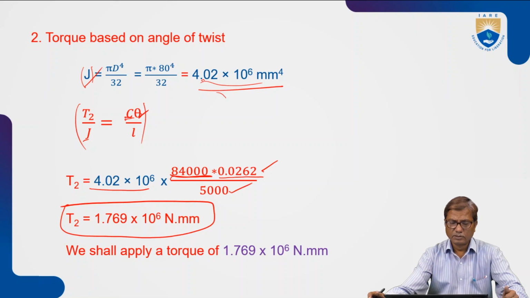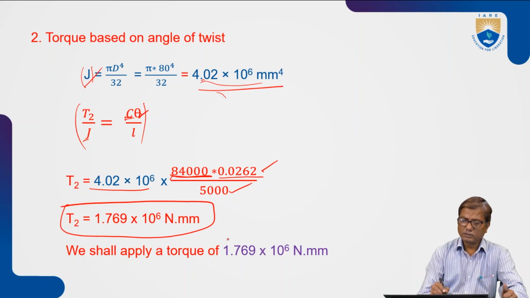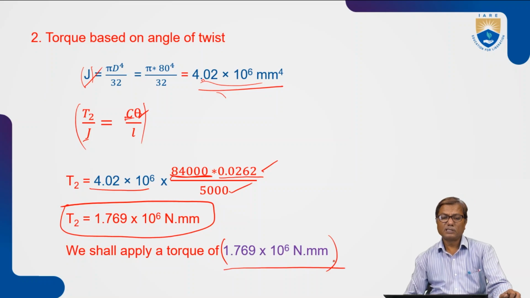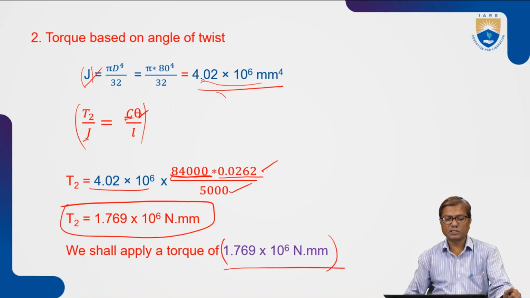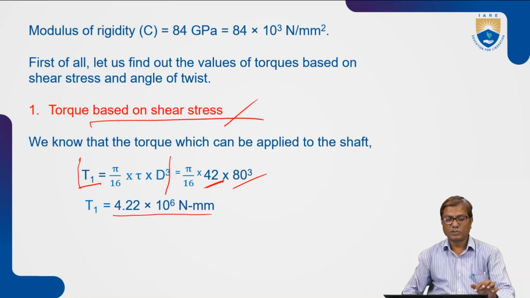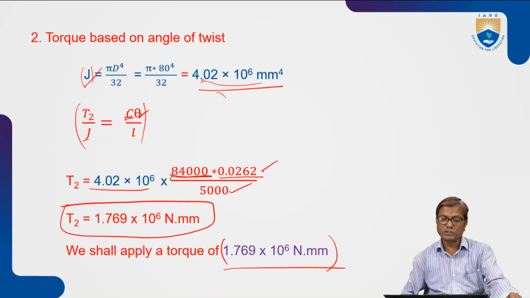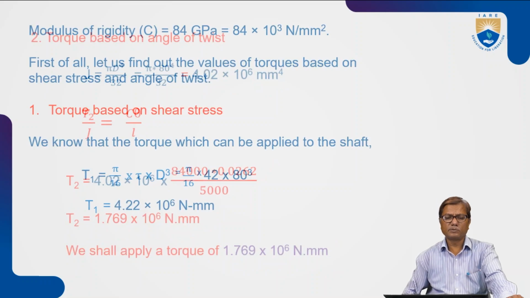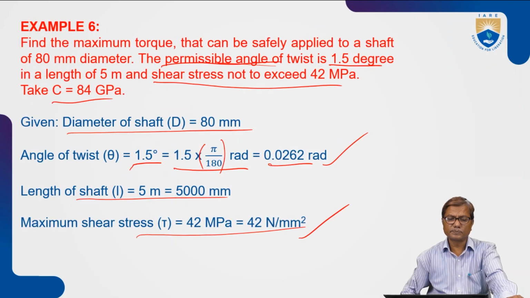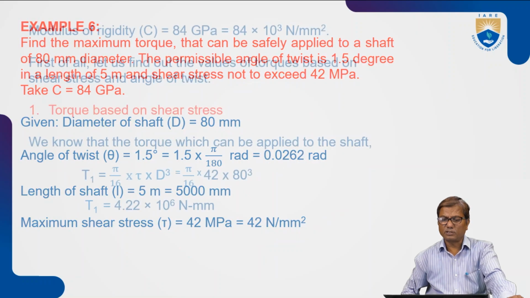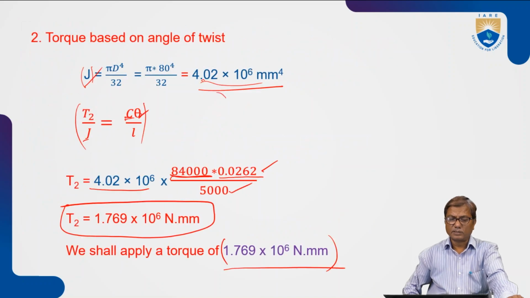Of these two, the least will be taken as the maximum torque that can be applied. Because T1 is 4.22 into 10 power 6 and this is 1.769 into 10 power 6. The least is 1.769, so that will be the maximum torque that can be applied on the shaft.